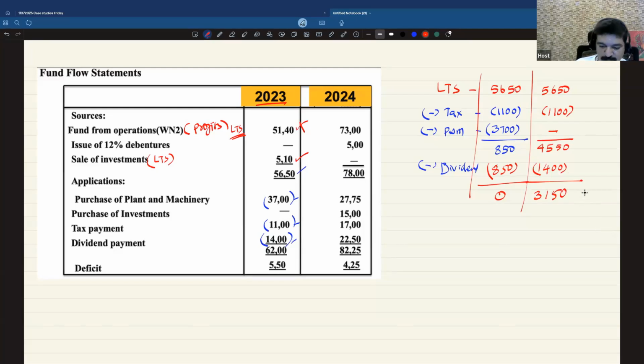So when they had 3,150, what they did, they went and purchased plant and machinery of 3,700. So here also, they landed in a deficit of 550. And how did they manage the deficit? They took these short-term funds and used them for long-term use. So now tell me whether this approach is correct. Yes or no? This approach is also wrong.